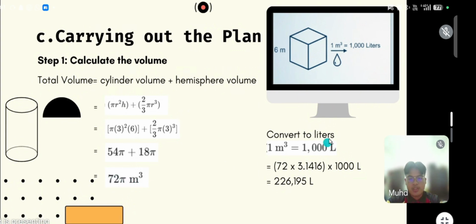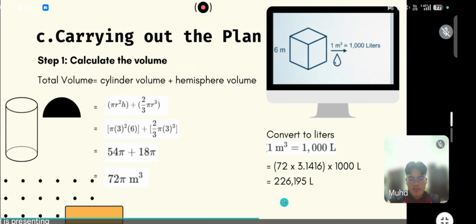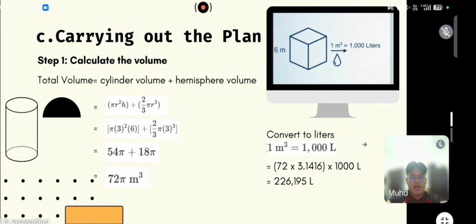So we convert to liters and we masukkan nilai pi tu: 72 multiplied by 3.1416 multiplied by 1000 liters. The question requires us to convert to liters. So we get 226,195 liters total volume of the tank.